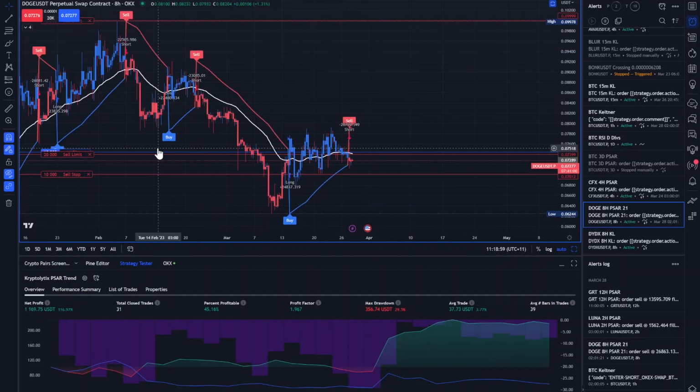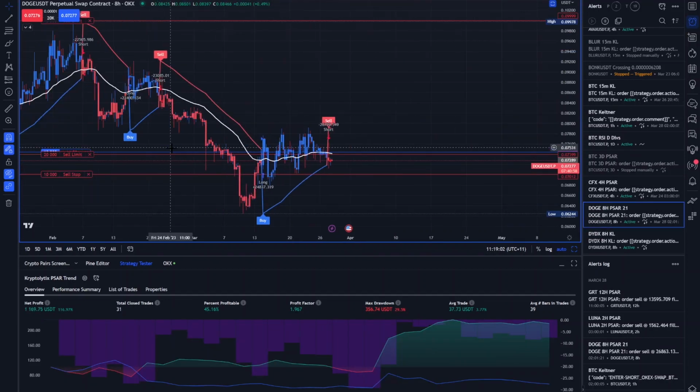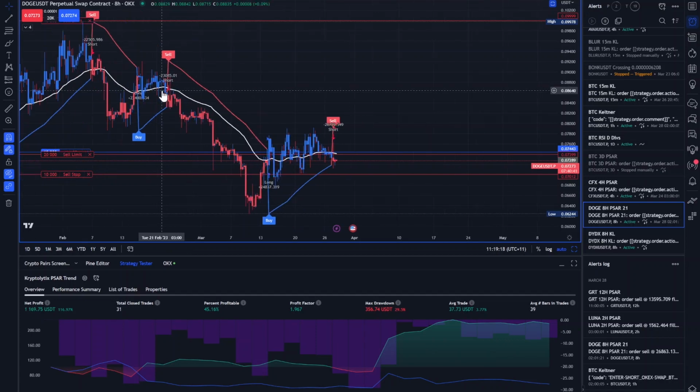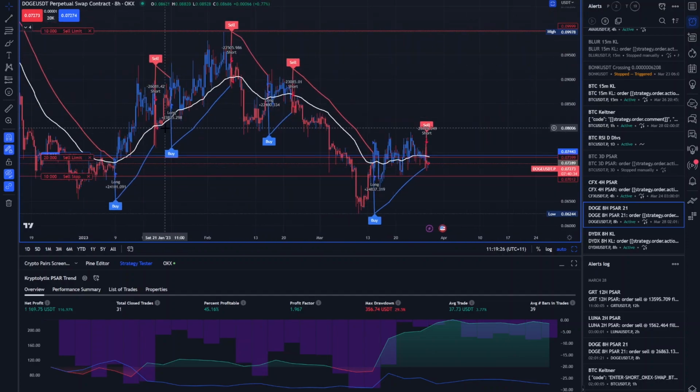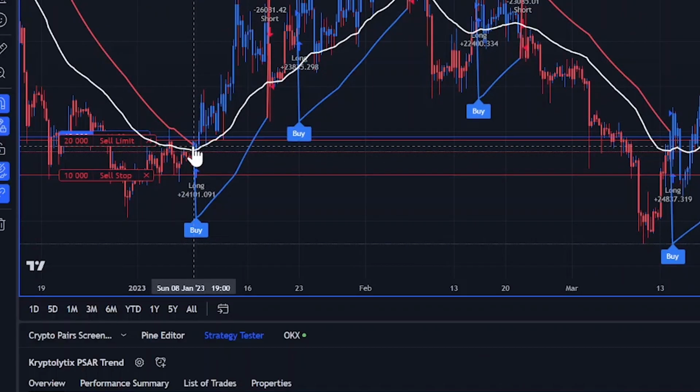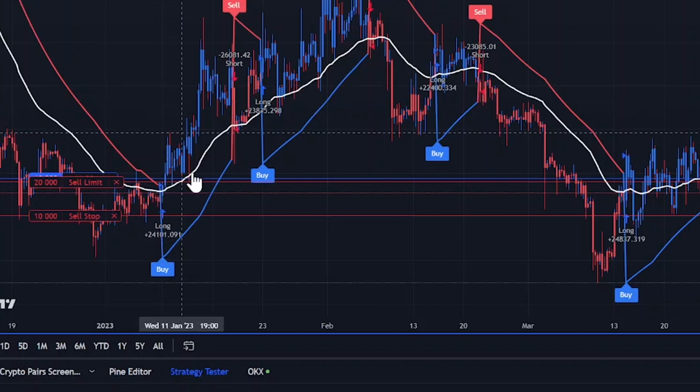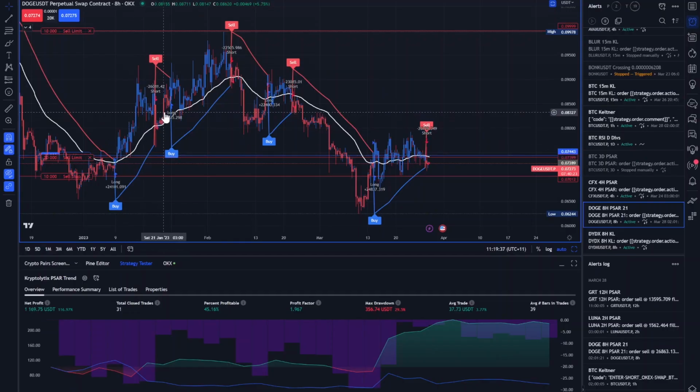Having a quick look at Doge, the one that I'm using here is the 8-hour parabolic SAR. However, what I'm using for Dogecoin is, I'm not using this as soon as it flips. What I'm doing is I'm actually getting on the retest. Now you do end up missing the retest sometimes, but basically with this one, say the break was there down the bottom here, it goes up and then it comes back down, retests the white line on the 21, and then that's your long signal.